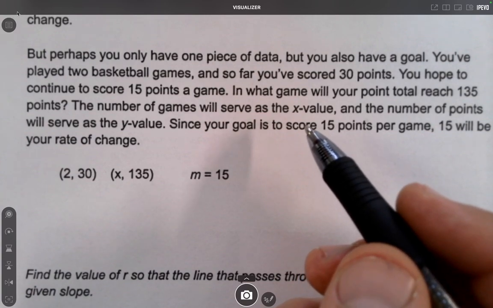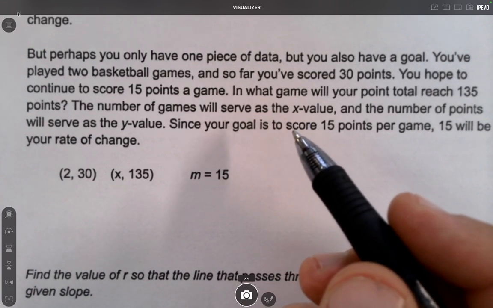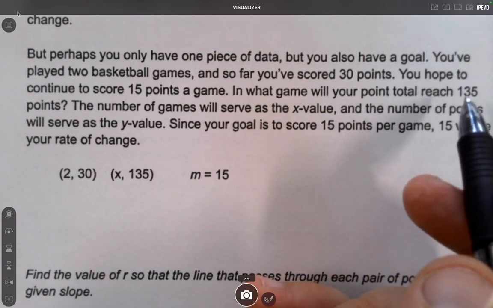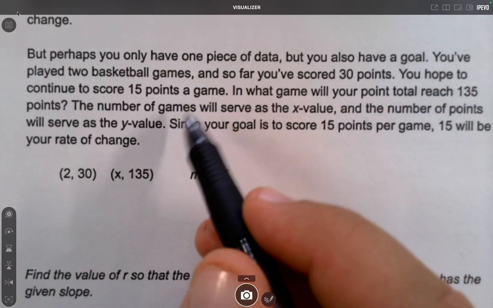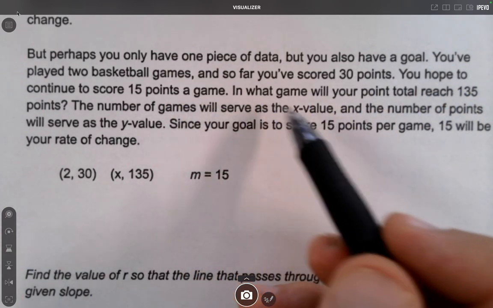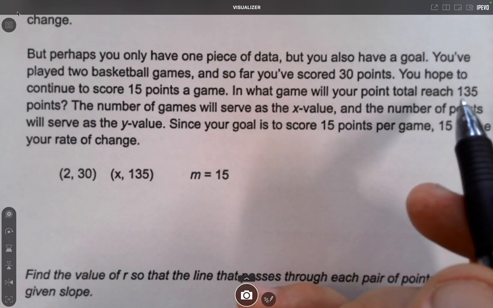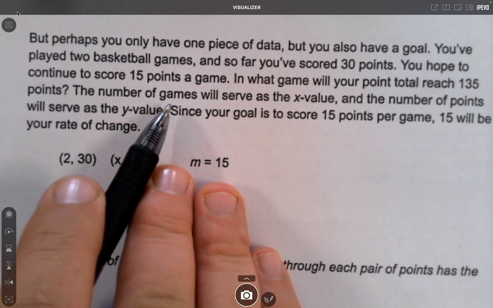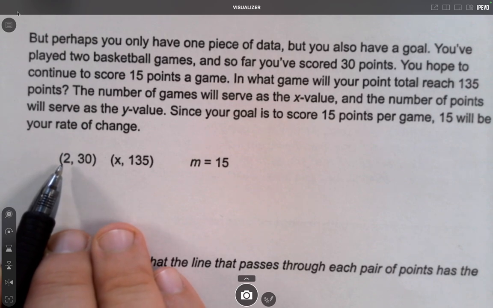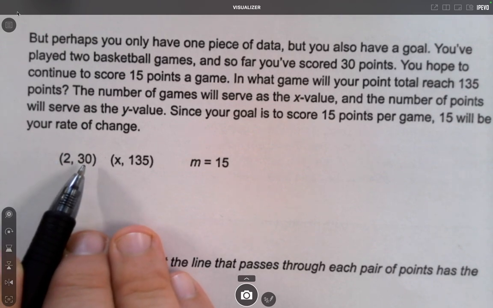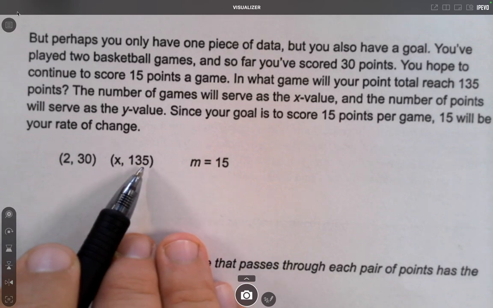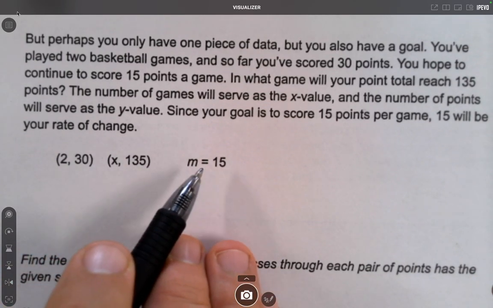Now, you'd like to continue averaging 15 points a game, and you're hoping to reach the goal of having the school record for number of total points in a season, which is 135. So you're wanting to know, if I can keep going at 15 points a game, how many games will it take for me to reach that record of 135 total points? So to do that, we'll treat the number of games as our x value. So 2 games, total points is the y value, 30. So after 2 games, scored 30 points total. And after how many games will I have scored 135 points total? Assuming my rate of change is 15 points per game.